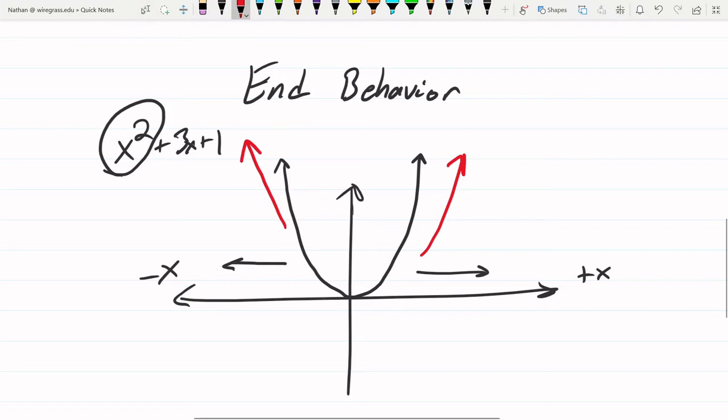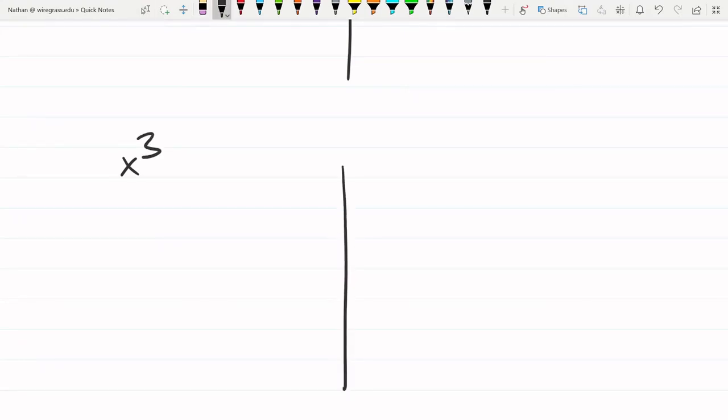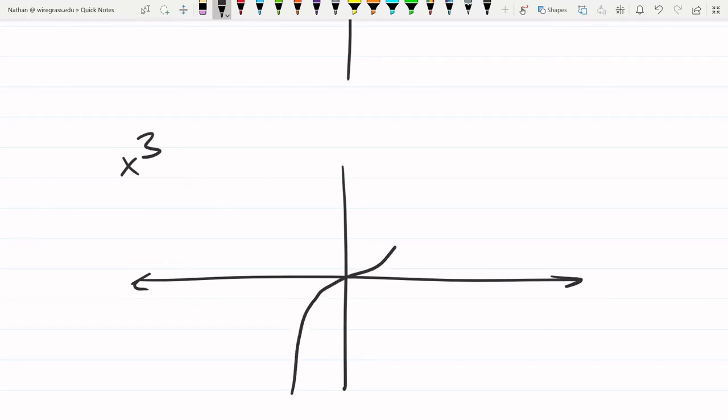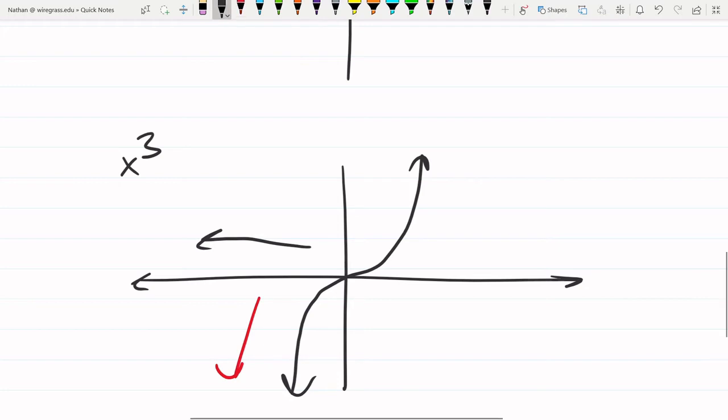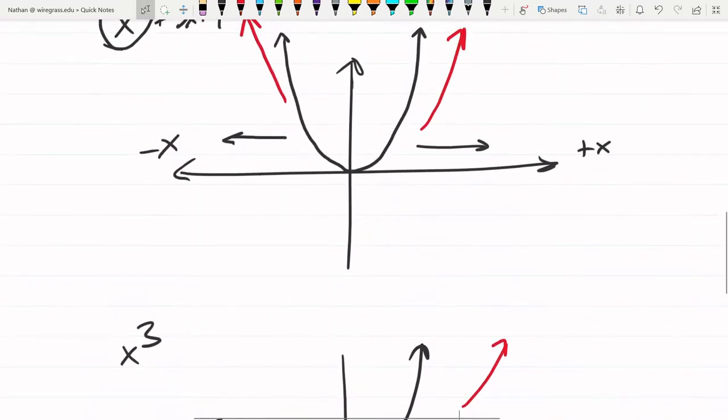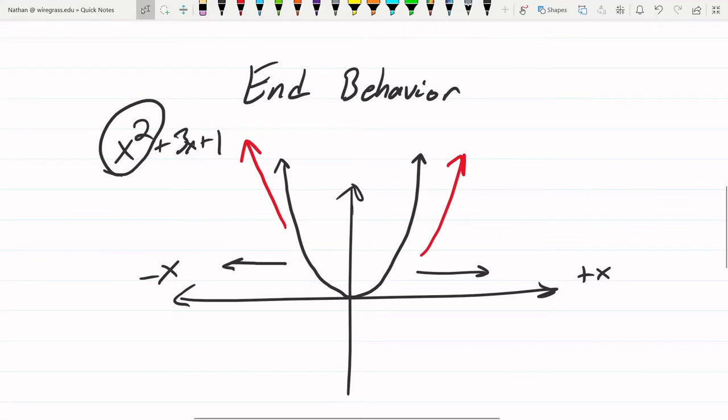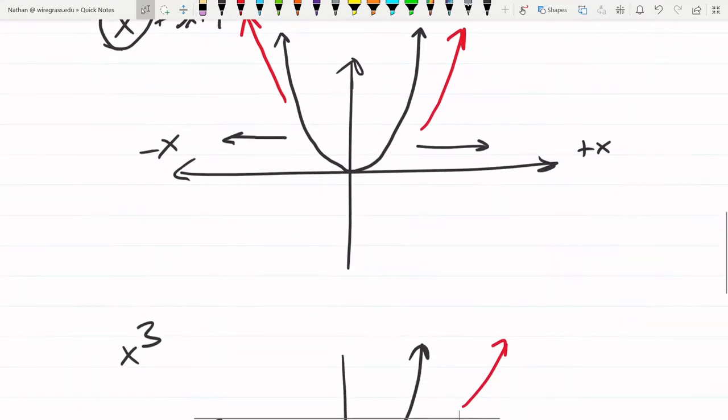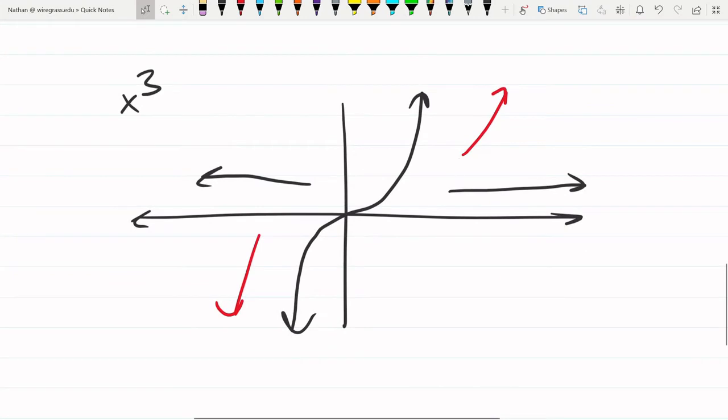Now, this is opposed to if we were to look at something like x cubed. X cubed looks something like this. And you see, as we go towards negative infinity, we go down. As we go to positive infinity, we go up. So the x squared function had similar end behavior, it went up and up on both sides. The x cubed function had opposite behavior. It went down and up.